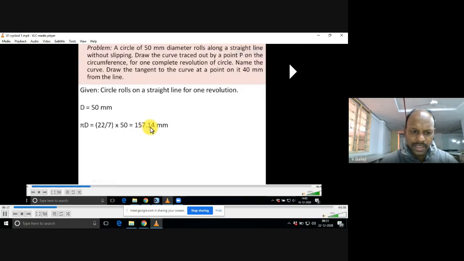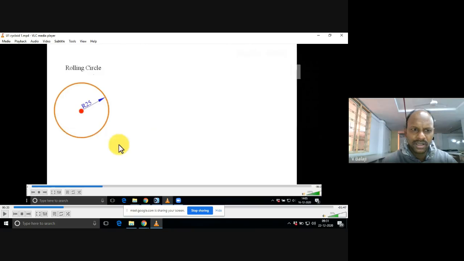Thereafter, first of all, you need to draw the rolling circle, which is given as 50 mm diameter. What is the radius if the diameter is 50 mm? 25. You need to take 25 mm radius with your compass. Don't take 50 mm with your compass. You need to read the problem carefully. Diameter is 50, radius 25. Draw one circle, which is the rolling circle.